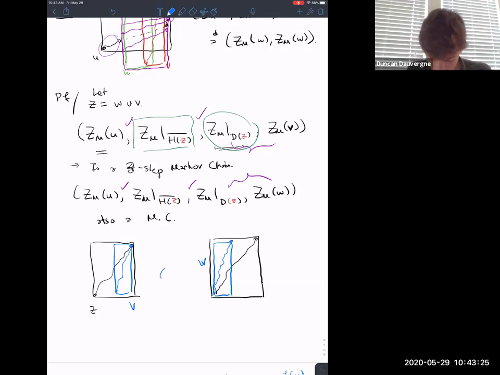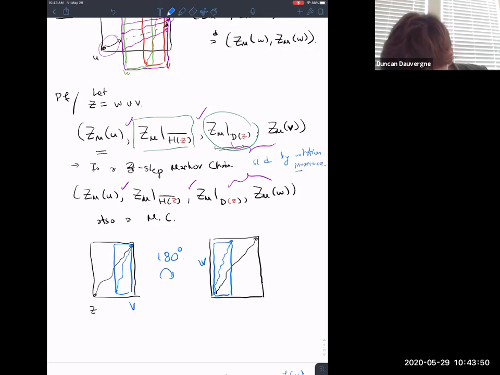And what you can see is that to go from one picture to the next picture, I just perform a 180-degree rotation. Okay, and because my environment was IID, last passage values are invariant under this 180-degree rotation. So these two are equal in distribution by a simple rotation invariance. Are there any questions about this, the basic proof strategy?